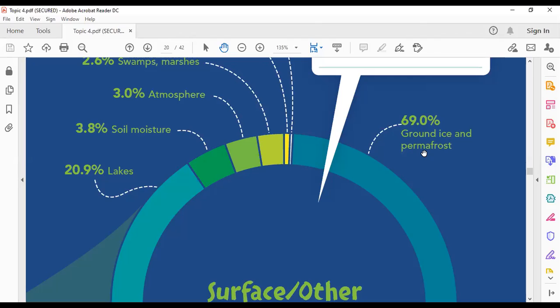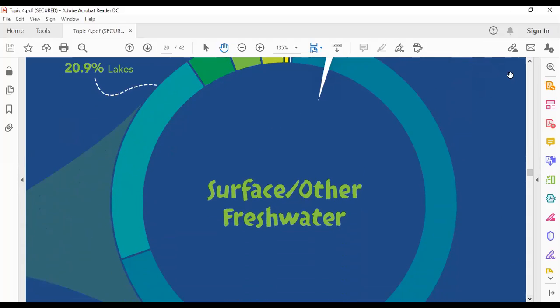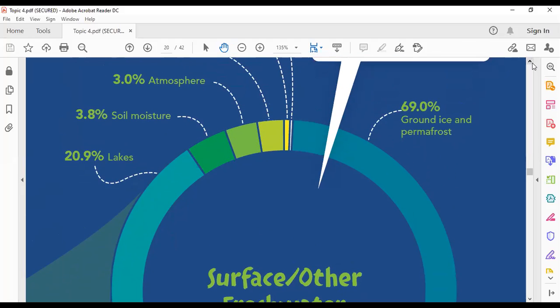What is permafrost? As I told you, permafrost is frozen ground. In some areas of the world, it is very cold. The ground or the soil is frozen most of the year. This is called permafrost. So 69% of surface fresh water is found in the ground as ground ice and permafrost.